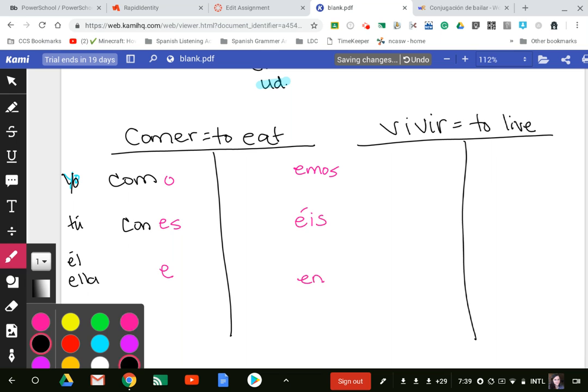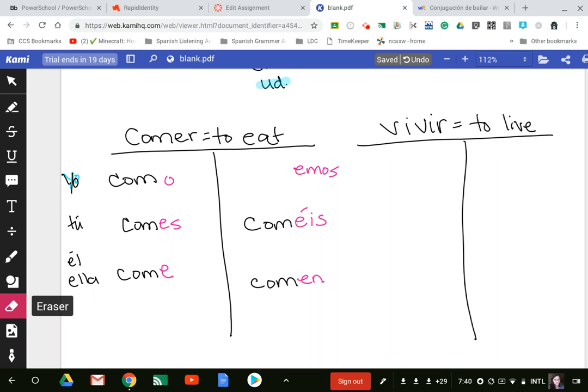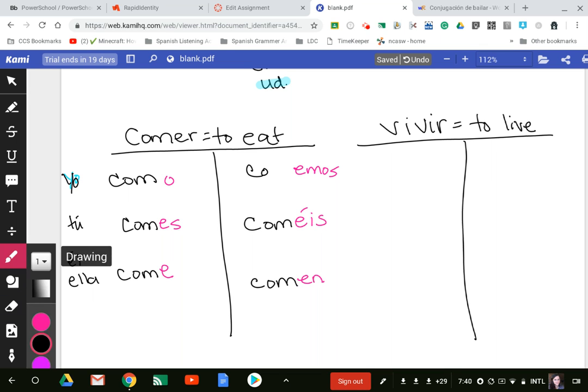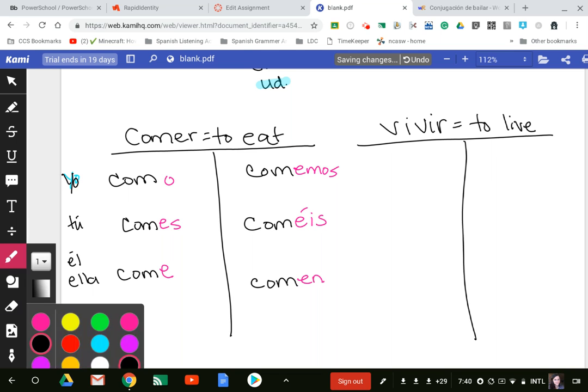Como, comes. Él come. Nosotros comemos. Vosotros coméis. Y ellos comen. I'm going to fix the nosotros form because that looks very far apart and it looks funny. So it would be comemos. I eat, you eat, he eats. We eat, you all eat, they eat, or you all eat. This is how you would conjugate this particular verb, and any of the other ER verbs would follow this pattern. You just drop the ending, add the stem.